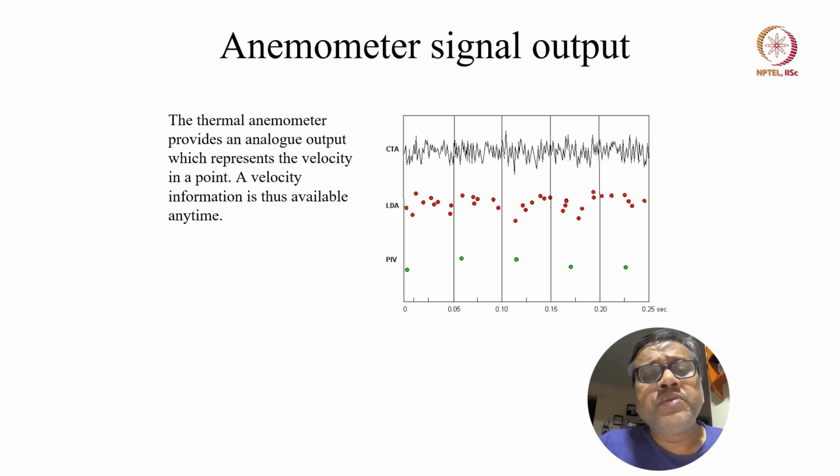So this is what the anemometer signal looks like. The anemometer provides what we call an analog output. That means it represents the velocity at a point. The velocity information thus is available at any time.